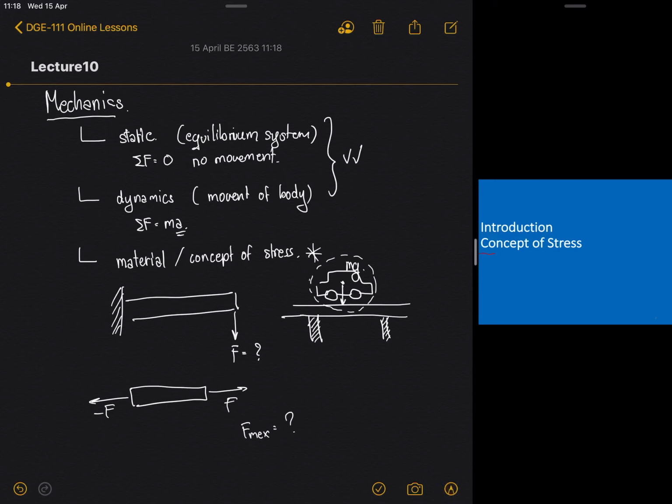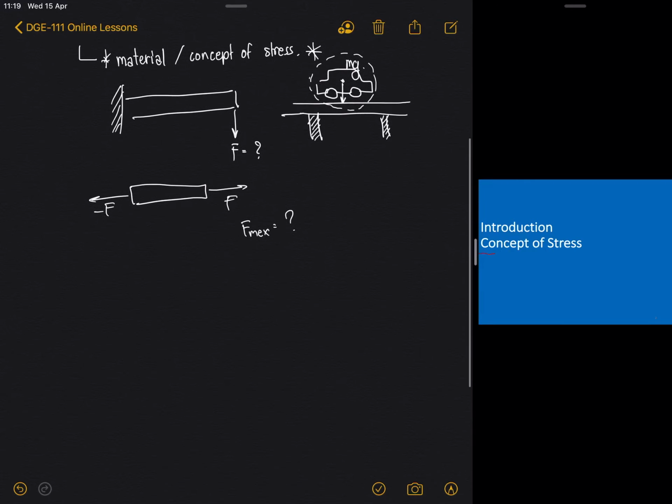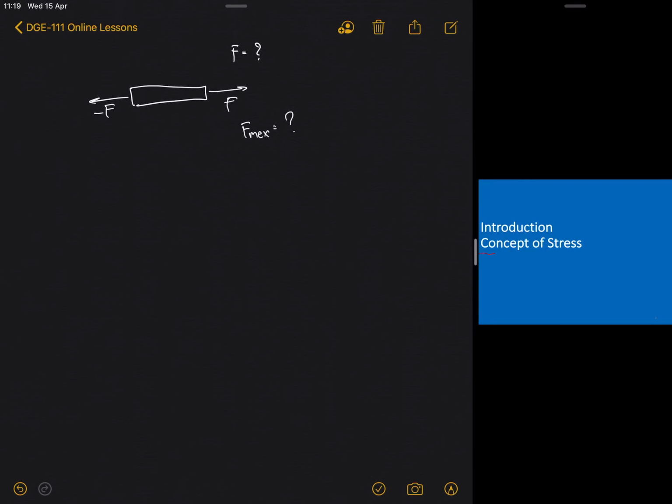So today we will start to get into real stuff, because in the past couple of months you were also wondering why we are learning about statics, why we are learning about dynamics, and how they are used in engineering problems. So let's start.